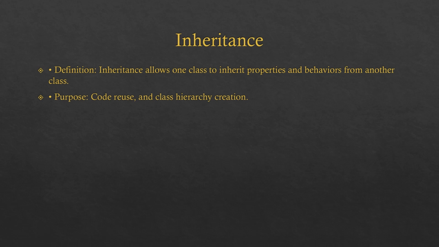Moving on to inheritance, which allows one class to inherit the properties and behavior of another. Inheritance enables code reuse and allows us to create a hierarchy of classes. A parent class defines common behaviors and child classes can extend or modify these behaviors.